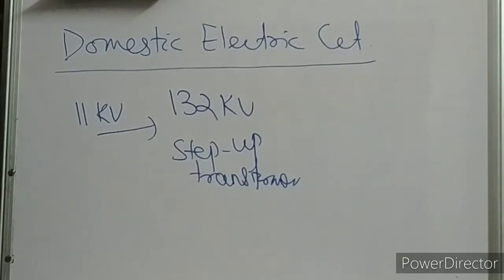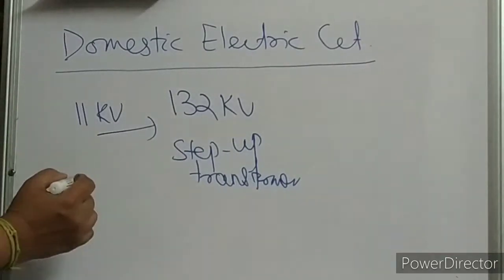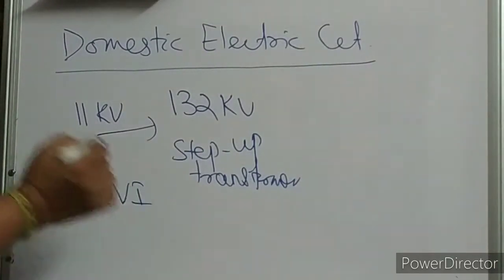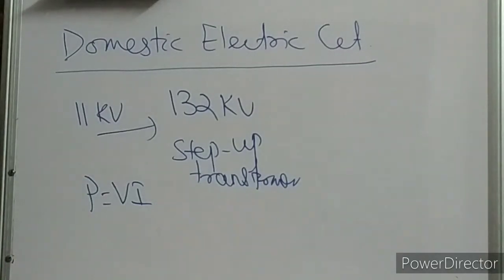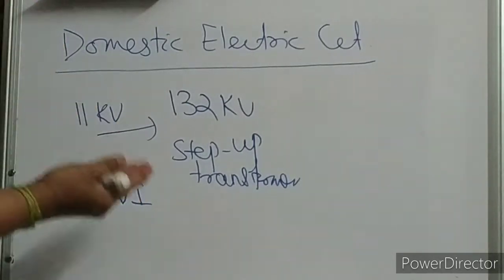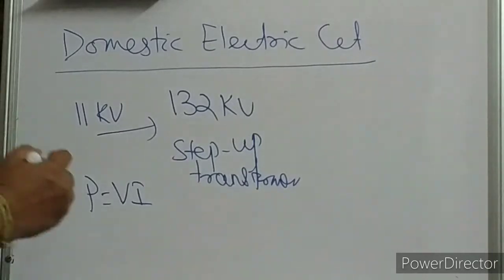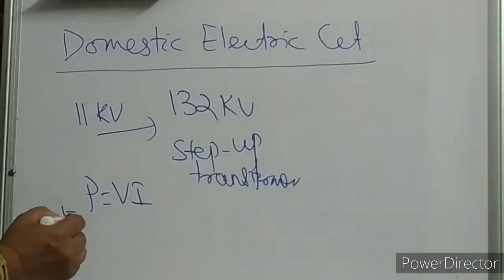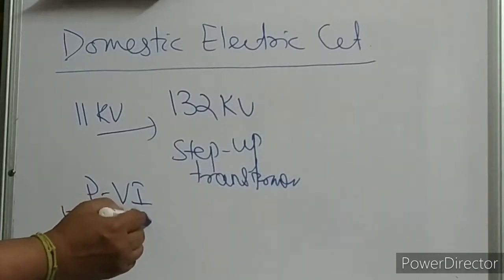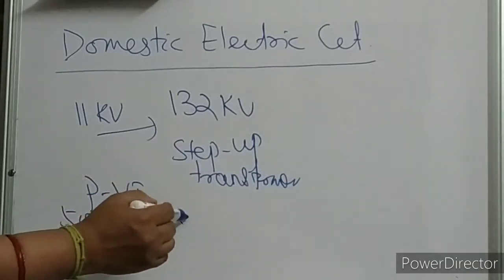To carry more energy, what do we have to do? Power is equal to V times I. This you know. To carry more power, either we use more voltage and less current, or more current and less voltage. Let us say we want to carry 500 watt of power. Then I can use 500 volt and 1 ampere.